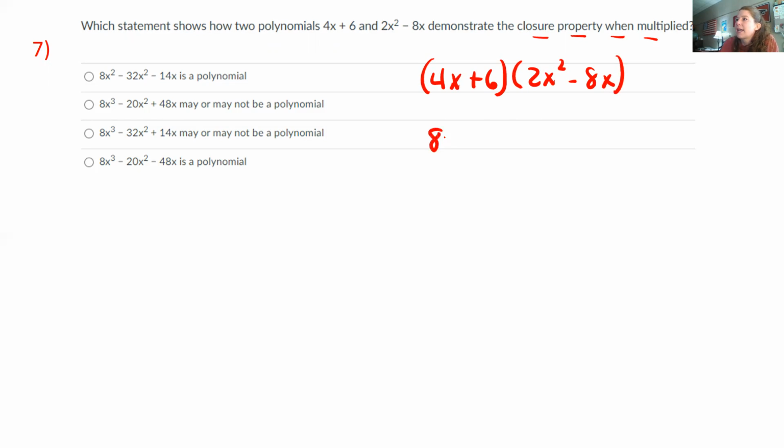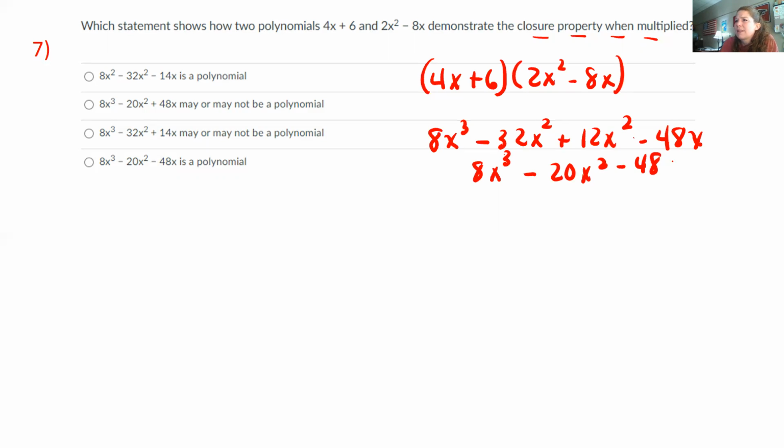All right, so what'd you guys get? I got 8x to the third minus 32x plus 12x squared. Uh-oh, I forgot that. And then minus 48x. Did y'all get that? And then those two middle terms will simplify. We get negative 20x squared minus 48. Did I do that right? I think I did. So which of these statements proves that this polynomial times this polynomial demonstrates the closure property? Well, it's this one. I think I got that answer right. Did I get it right? You guys did it right.